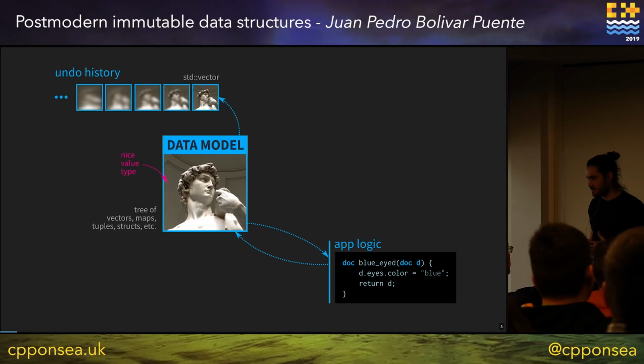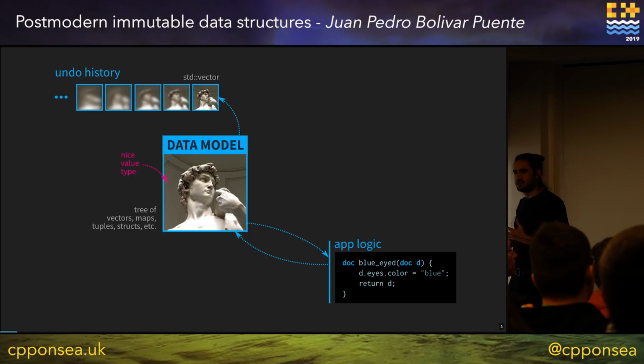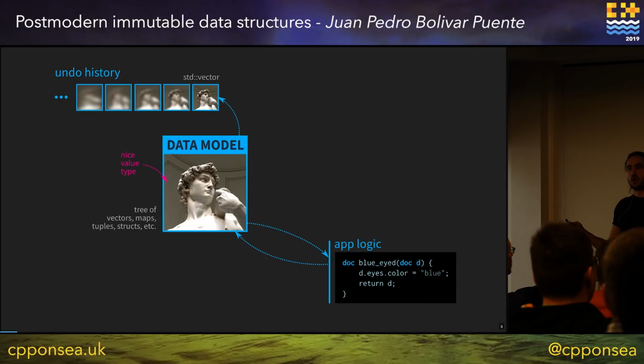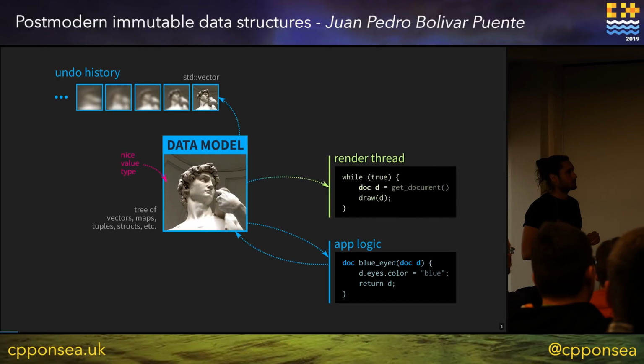Now, with these value types, we can also implement features that are otherwise complicated in a very simple way. An undo history just becomes an std::vector of all the states of the application, right? With all the versions of the documents, with all the edits, simply stored in this vector.